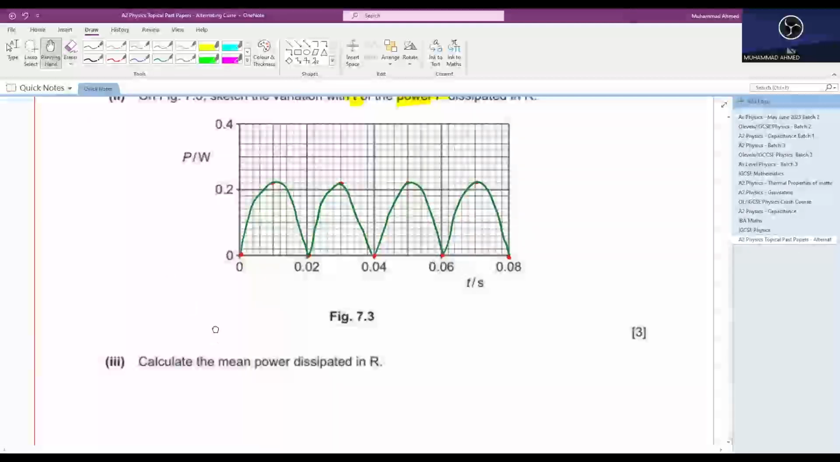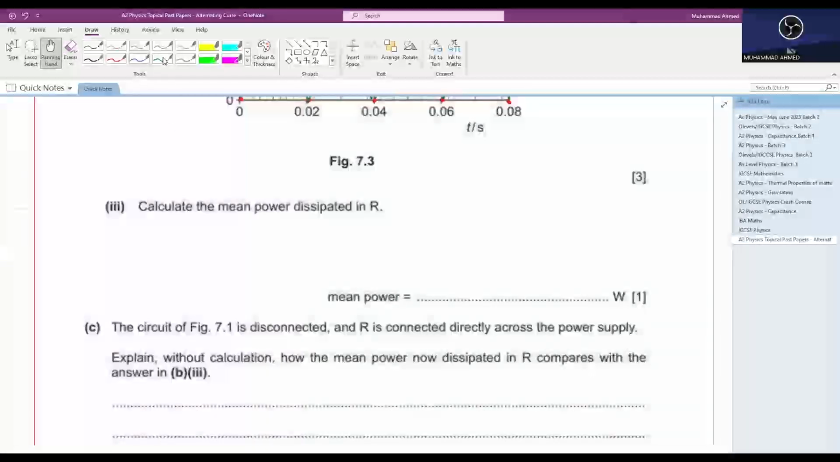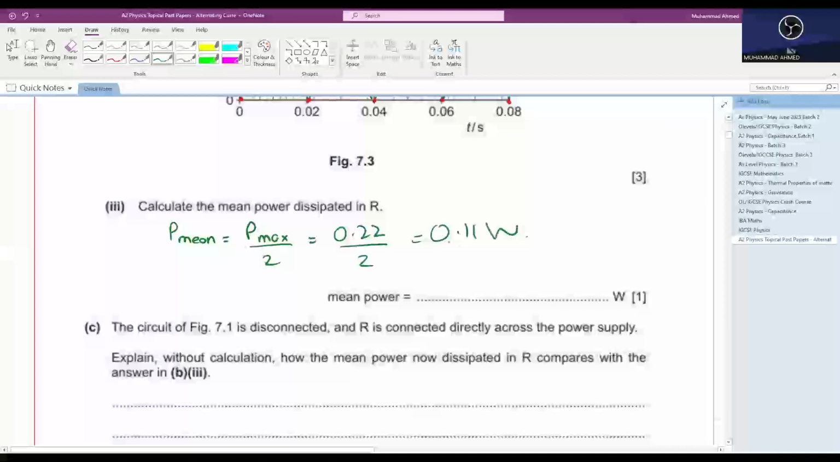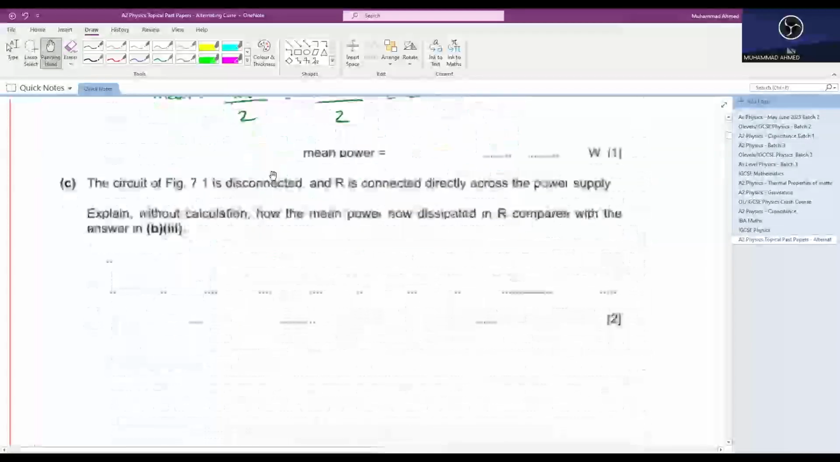Now you have to calculate mean power. Do you guys remember the formula for mean power? Mean power is equal to maximum power divided by 2. What was your maximum power? 0.22 divided by 2. Your answer comes out to be 0.11. Okay. Let's move on to part C.